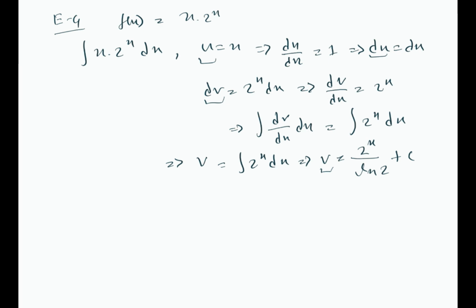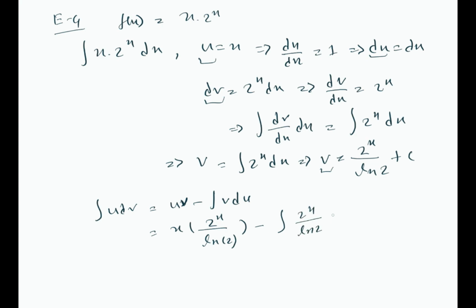So according to the formula, first let me write the formula for simplicity. The integral of u dv is equal to uv minus the integral of v du. So what is u? u is x, and what is v? v is 2 to the power x over ln of 2, right? Then du, what is du? du is equal to dx. Simple.